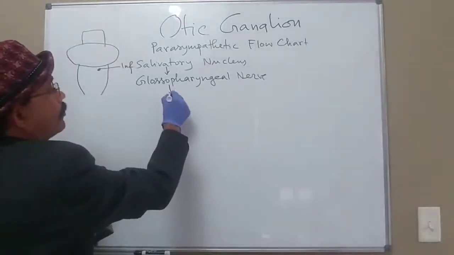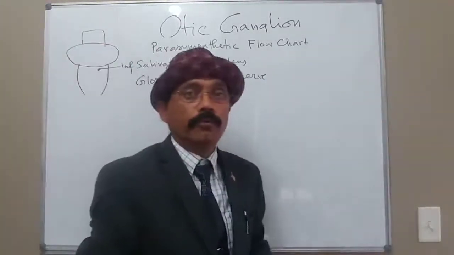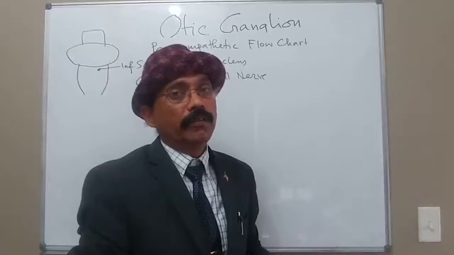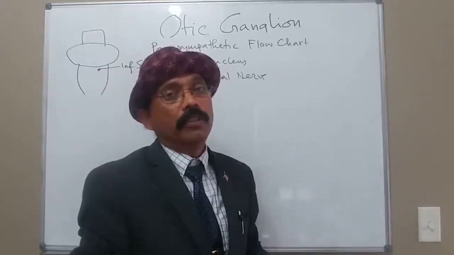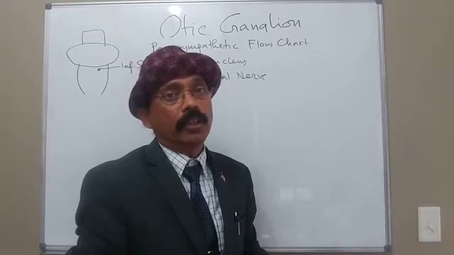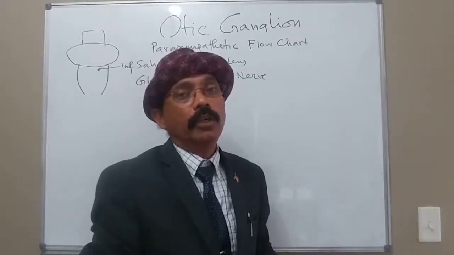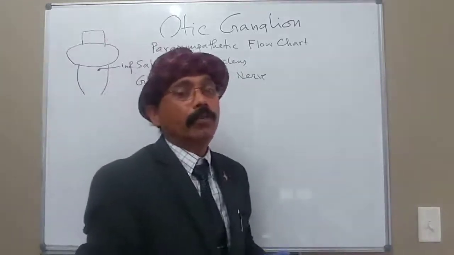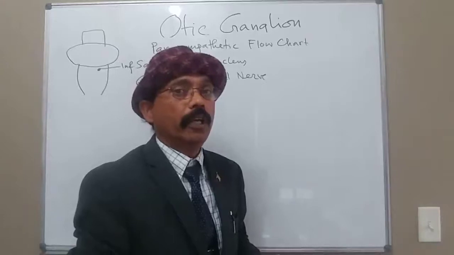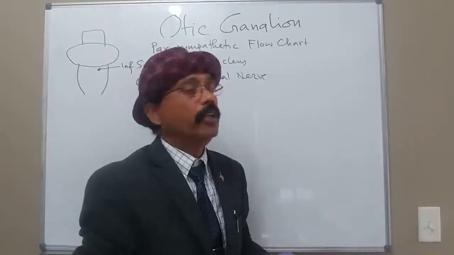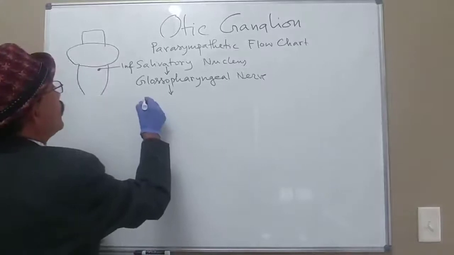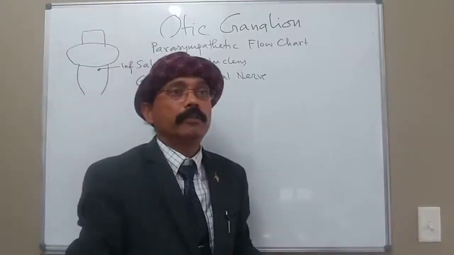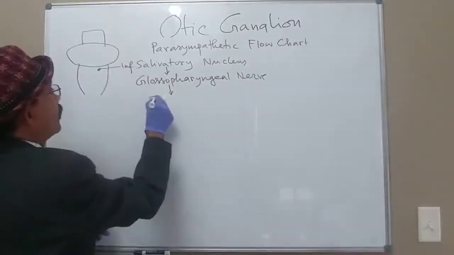So glossopharyngeal nerve comes out of the cranial cavity through the jugular foramen along with the 10th and 11th nerve. So the glossopharyngeal, vagus and accessory nerve, all three come out of the cranial cavity through the jugular foramen. And glossopharyngeal nerve has 2 ganglion. One is superior ganglion, another is inferior ganglion. From the inferior ganglion, we get the tympanic nerve.